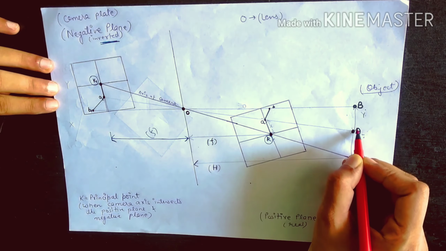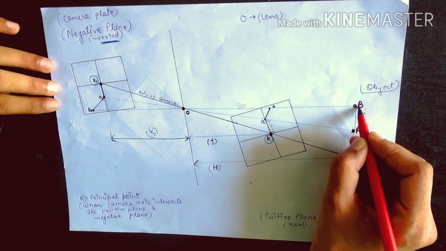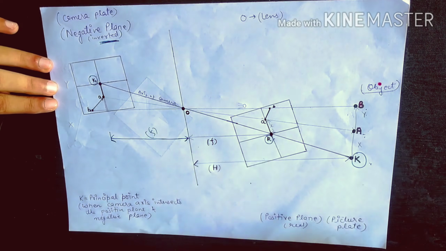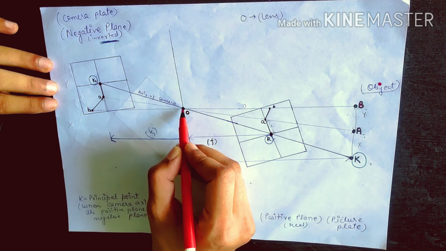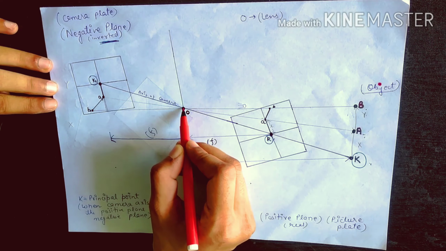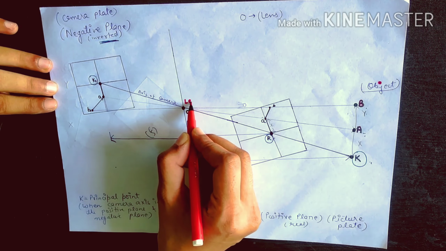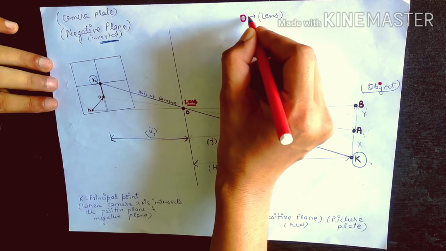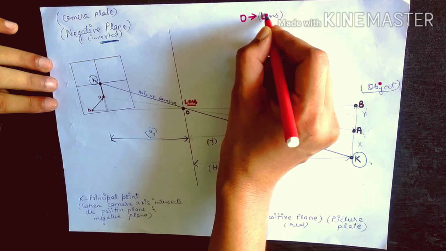This point is capital A and this point is capital B. These are the objects which are to be photographed. Okay, and the photograph camera is here. This is the O point. This is the lens. Okay, O is denoted as the lens.